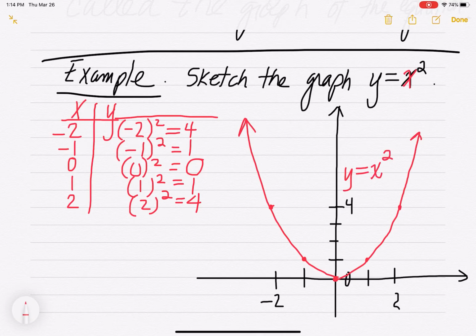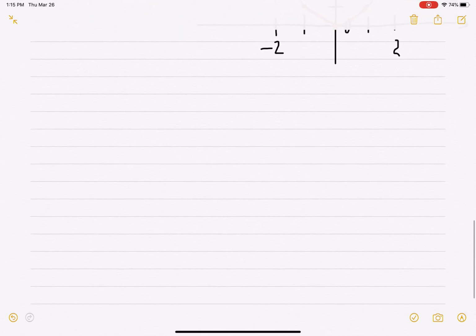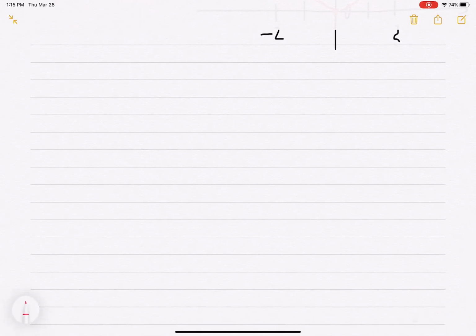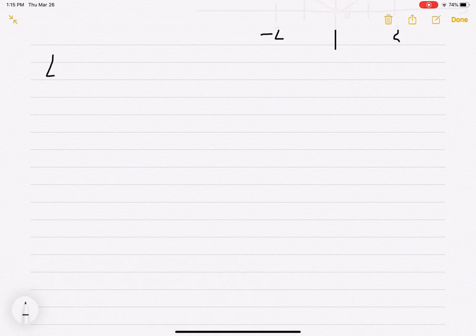Y equals x squared. So this is not sharp here. This is curved. This is actually what we call a parabola. Parabola, if you're curious for the name of this, the type of shape. Some other important ones. Some important two variable equations.